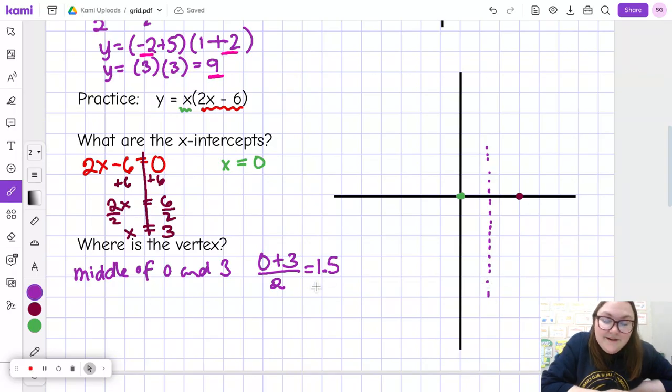Now, 1.5 is not a vertex. If I asked you where's the vertex and you say 1.5, that's not 100% correct because a vertex is a point. And so there's going to be 2 numbers, just like before. What I know right now is I know the x-coordinate. Because it's between our 2 x-intercepts, I know the x-coordinate is 1.5. Go ahead, pause the video, and try to find what that y-coordinate is now.